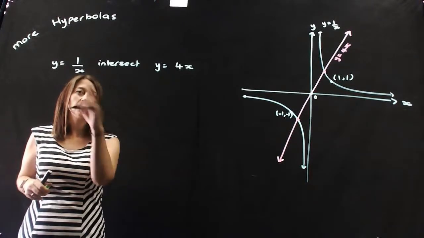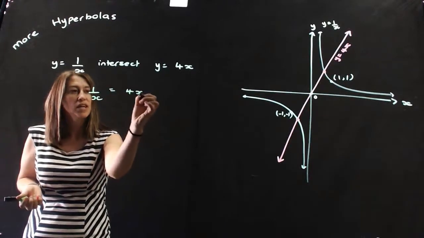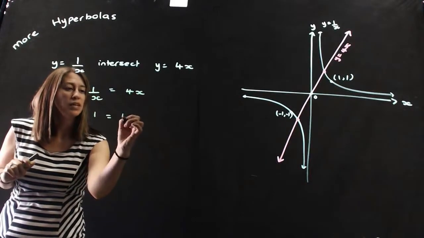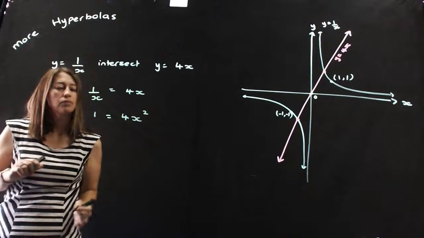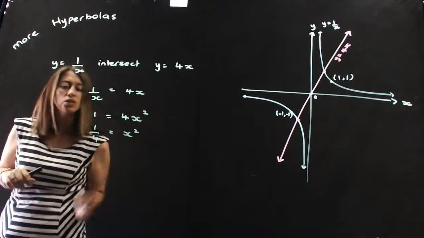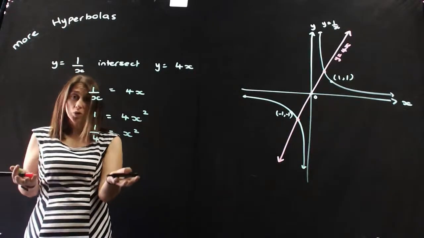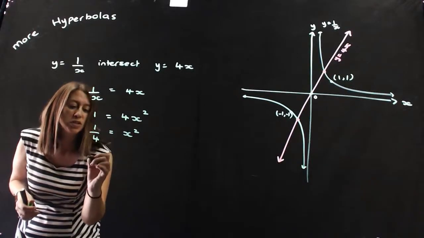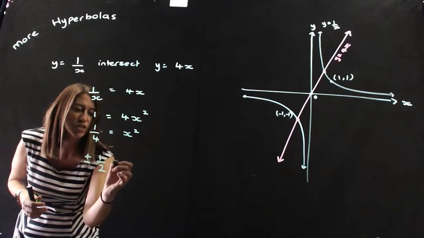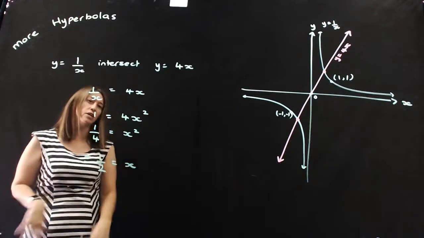So let's do the same thing. Let's put y equal to y, so 1 over x equals 4x, and solve as if we're solving an equation. So I'm going to take the x over the other side, so we'll get 1 equals 4x squared. Divide through by 4, 1/4 equals x squared. So when I solve that, I'm going to get plus or minus the square root of 1/4. The square root of 1/4 is 1/2, so it's plus or minus, so there's your two solutions. So x equals either positive 1/2 or negative 1/2.